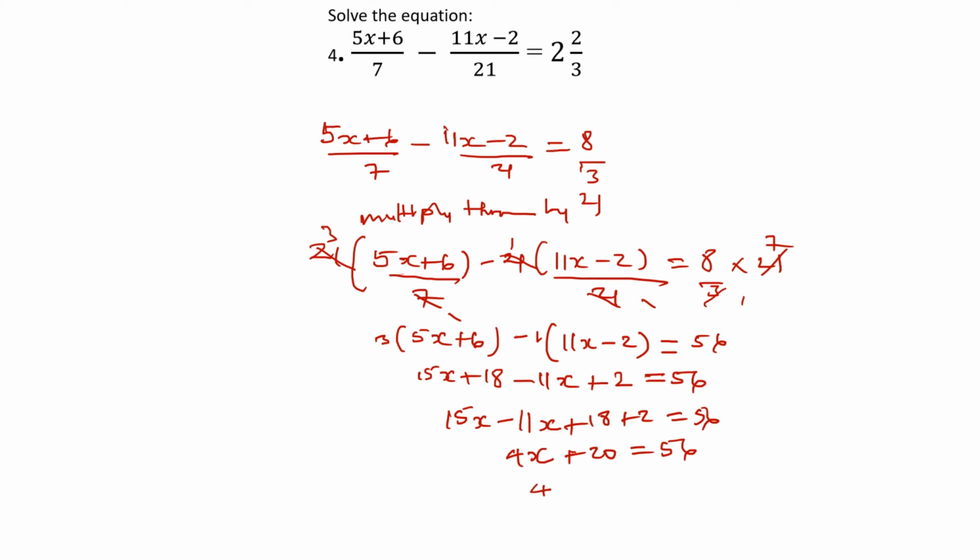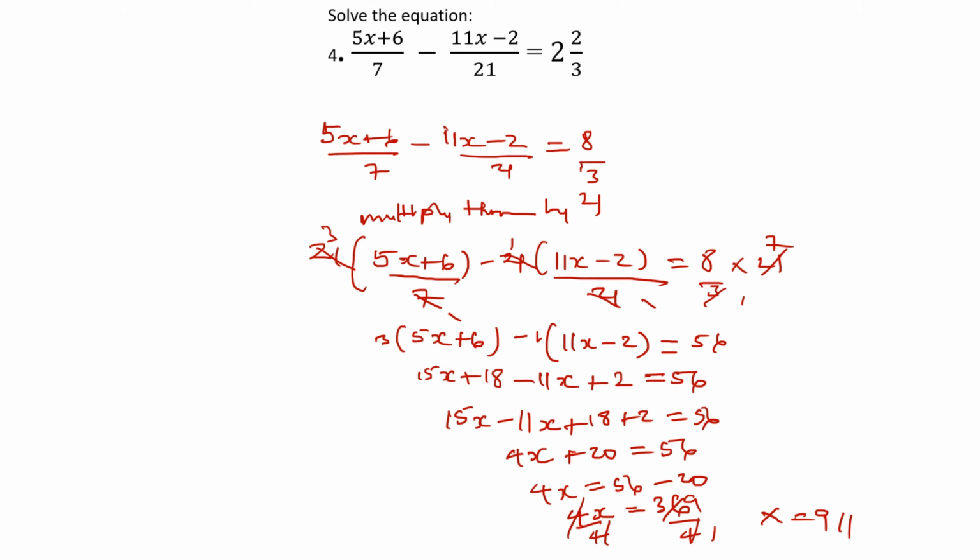So 4x, this one is going over the equal to sign, so it becomes negative because it's positive here. So this one is equal to 56 minus 20. So 4x is equal to 36. 56 minus 20 is 36. Divide here by 4, and divide here by 4. 4 into itself 1, 4 into 36 is 9 times. So we have x is equal to 9. That's our fourth question.